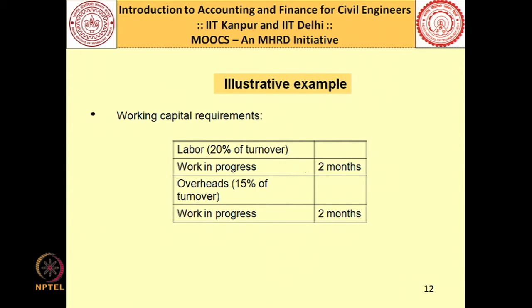For labor you can see it is 2 months and there is no credit. So, whatever wages are due you have to pay them immediately. Likewise, there is no credit for overheads also. So, whatever overhead expenses you are incurring you will have to pay them in the same month. So, 2 months here, 2 months here.